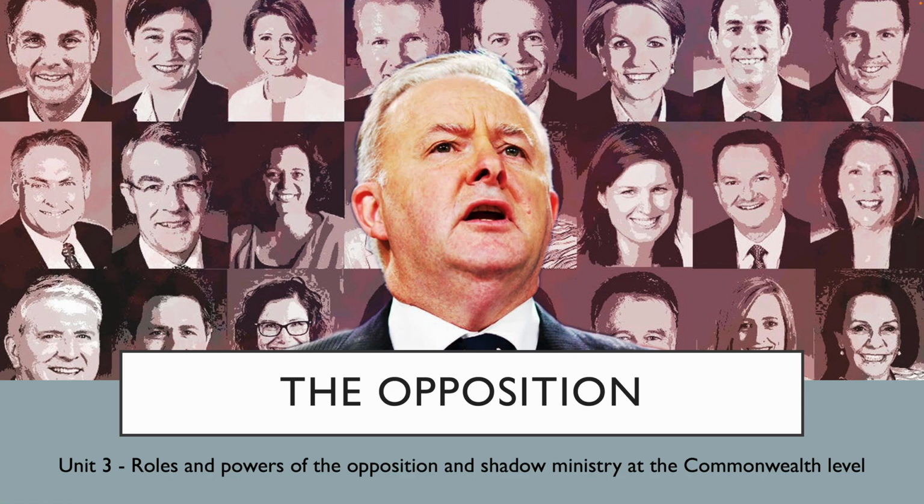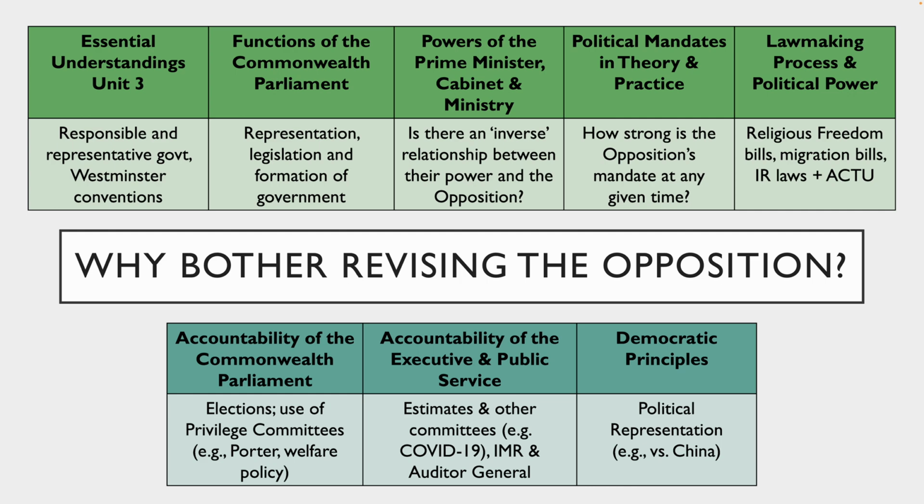The roles and powers of the opposition and shadow ministry is an important syllabus dot point. Not only is the opposition a crucial institution within the Commonwealth Parliament, but it links to a number of other areas within our course as a result. If you have a strong opposition, many consider the functions of the Commonwealth Parliament to be enhanced. For instance, representation of more minority viewpoints, or certainly non-government viewpoints, and accountability of the executive, the Parliament having a greater ability to hold them to account.